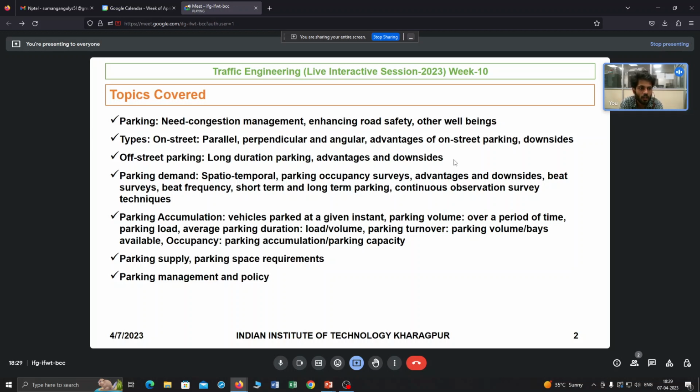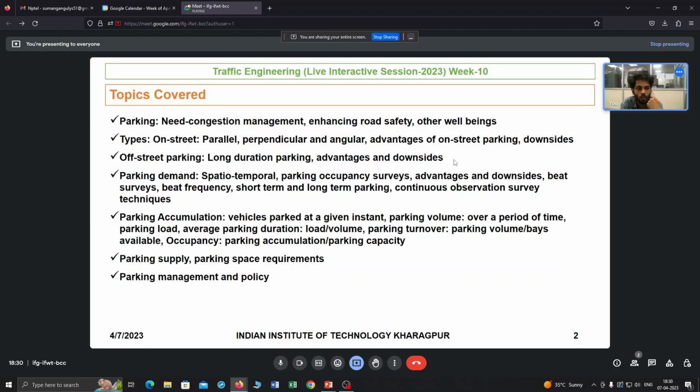Similarly, during peak hour, short term parking at some places could be very high. So those kinds of spatio-temporal variation in parking demand actually exist. Now before you plan your facility, you have to survey what the parking locations are that are available, that is the parking supply.